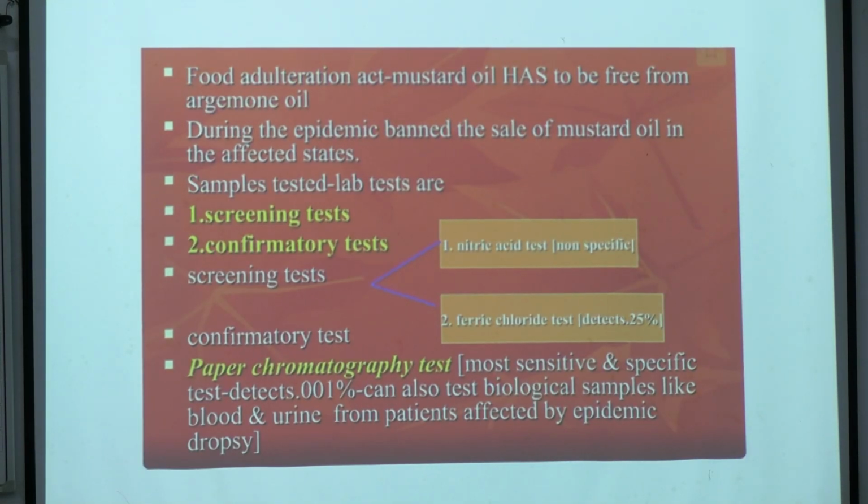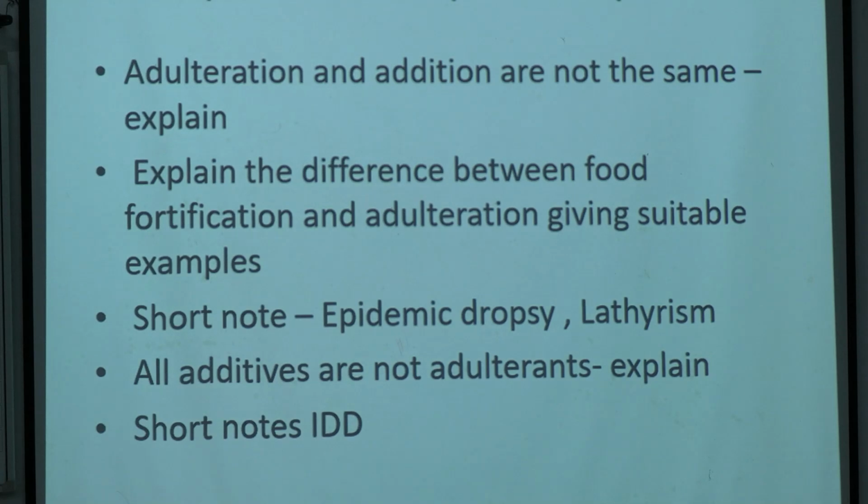Then again there are tests to find out whether the oil is mustard oil or argemone oil. You have a nitric acid test, which is non-specific. You have a ferric chloride test, which is specific. And you also have a paper chromatography test, which is more sensitive. Finally, before I end, these are the questions which have been asked in the past and are likely to occur.